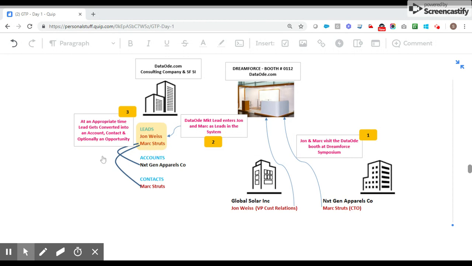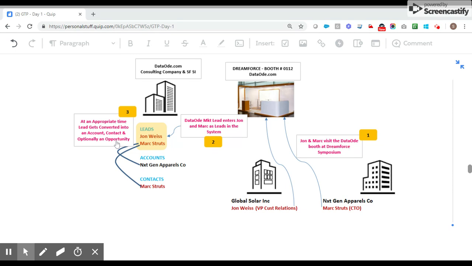When you say lead conversion, the lead record would essentially be converted into an account and contact, and optionally an opportunity. Because this lead essentially has details about the account, the company that John Weiss and Mark Strutz worked for, that becomes the account. Let's say in this case, when Mark Strutz gets converted, the account is Next Gen Apparel, and Mark Strutz becomes the contact. And it is optional to create an opportunity.